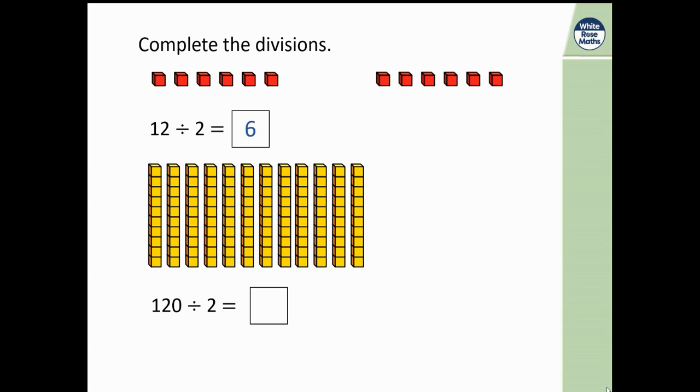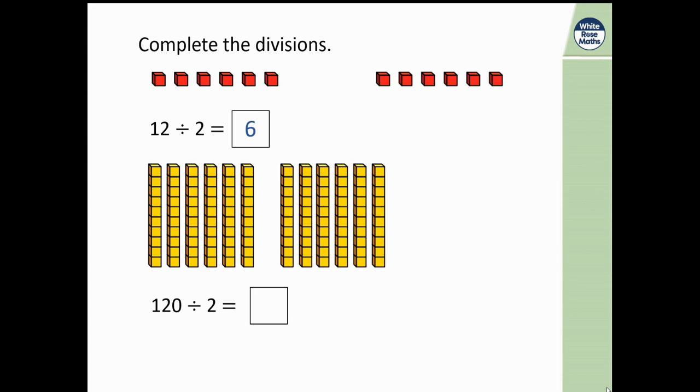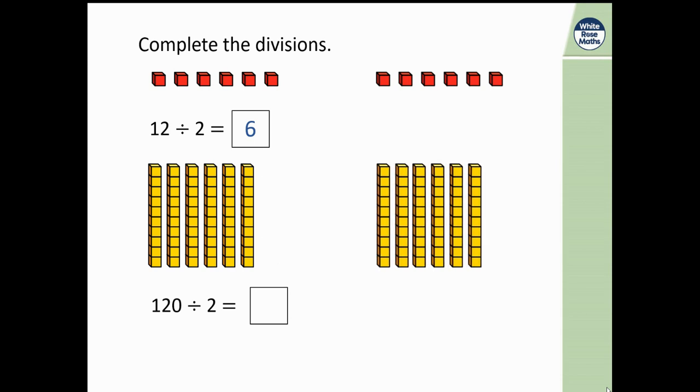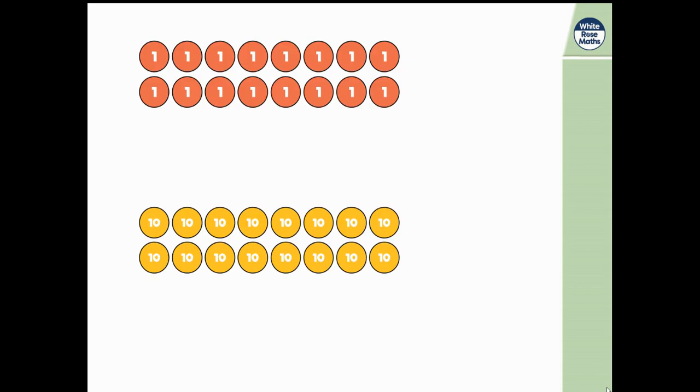Let's have a look now. If I've got 120 divided by 2 and I share my total of 120 into 2 equal groups, how many tens have you got in each group? That's right, you've got 6 tens, which gives you a total of 60. Let's look here. So I've got my ones, and I'm going to share that in half. So I've got a total of 16, and I put them into 2 equal groups, which gives me 8. In each of my groups, I'm going to have 8 ones.